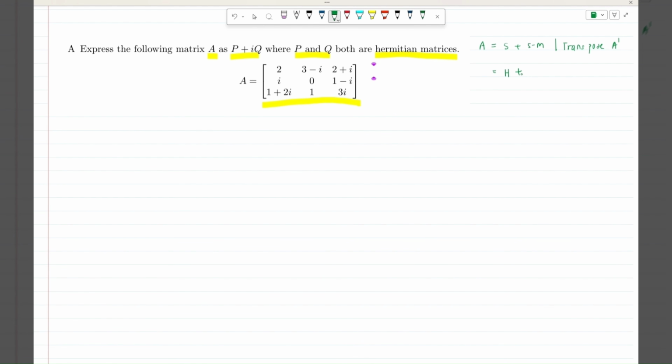wherein if you are asked to express the matrices as Hermitian and skew Hermitian or Hermitian and Hermitian, like in this case, then we are going to take help of the transjugate, which is denoted by A raised to theta. Transjugate, as the word suggests, it is made up of two parts, transpose and conjugate, which you can do in any order of your preference. So let's get started with the solution.